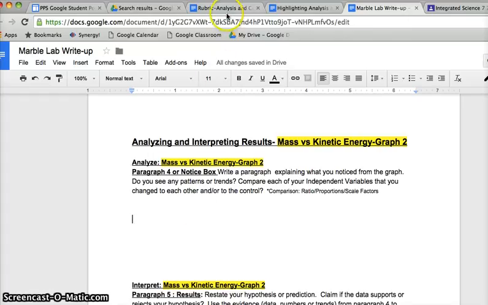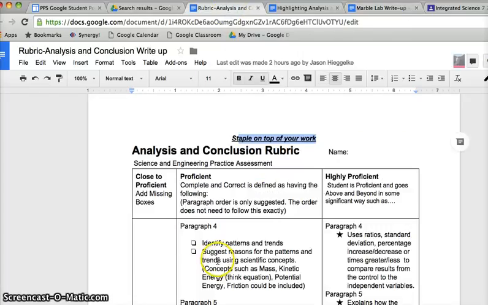According to the rubric, it says that in paragraph 4 we have to identify patterns and trends, and then suggest some reasons for the patterns and trends using scientific concepts. So far, we've talked about things like mass, kinetic energy, potential energy, friction.